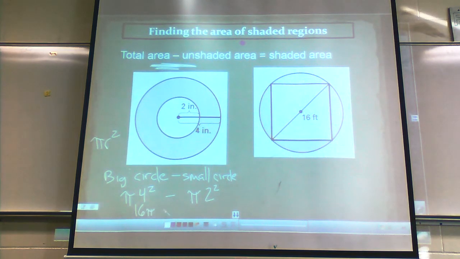It's 2 squared? 4. So I know when I do total area, the shaded region here, it's going to be 16 pi minus 4 pi, which is, what's 16 minus 4? So there's your answer there. 12 pi square inch. Okay? So that would be the answer for the shaded region right there.